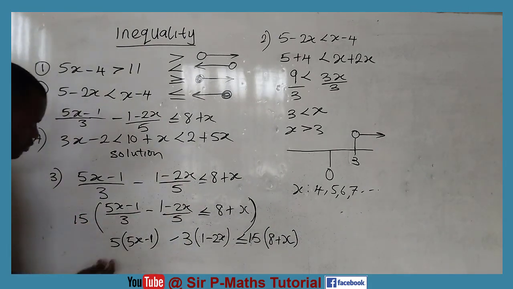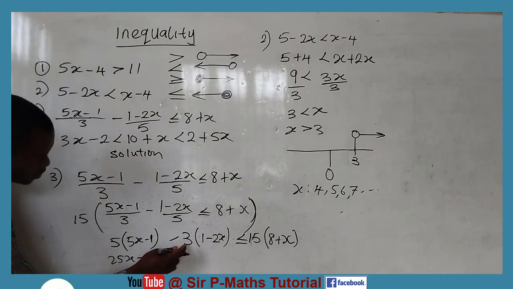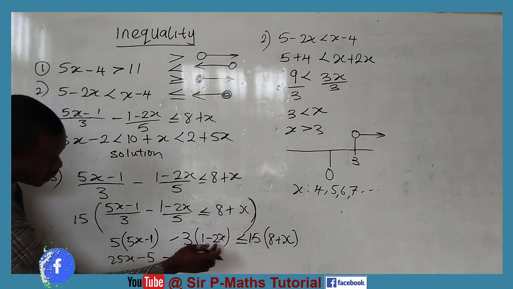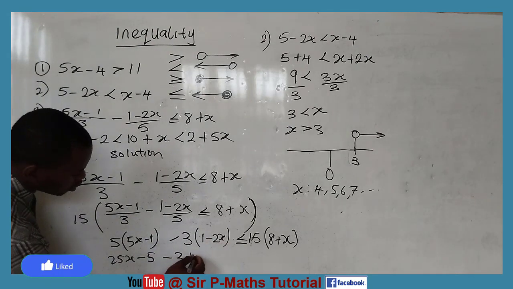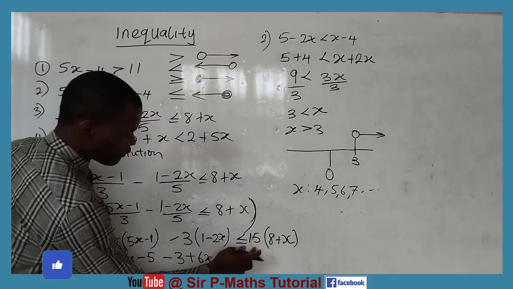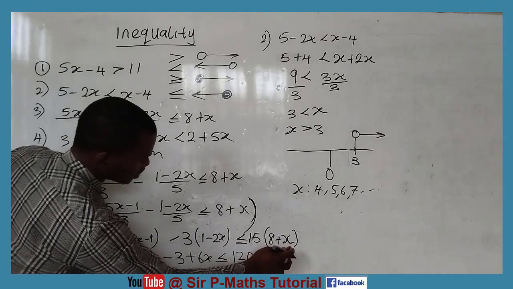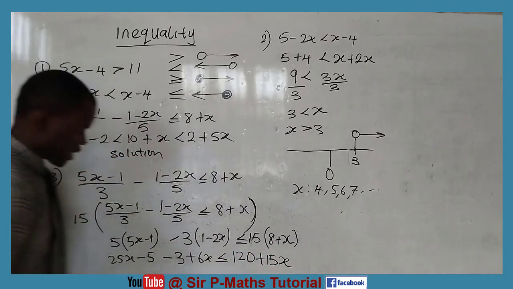Okay, next I will expand the bracket. 5 times 5x gives me 25x. 5 times 1 is 5. Minus 3 times 1 is 3. Then minus 3 times minus 2x. Take care of this sign. This becomes plus 6x, less than or equal to 15 times 8, which will give me 120. 15 times x will give me 15x.